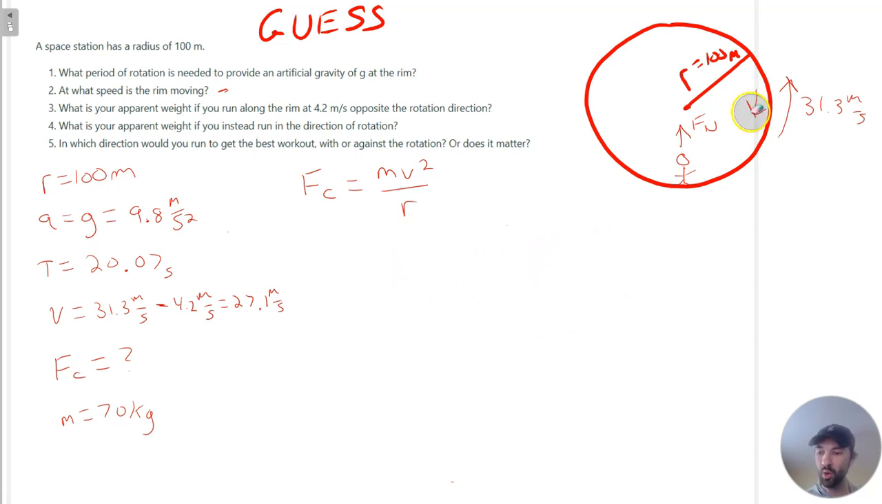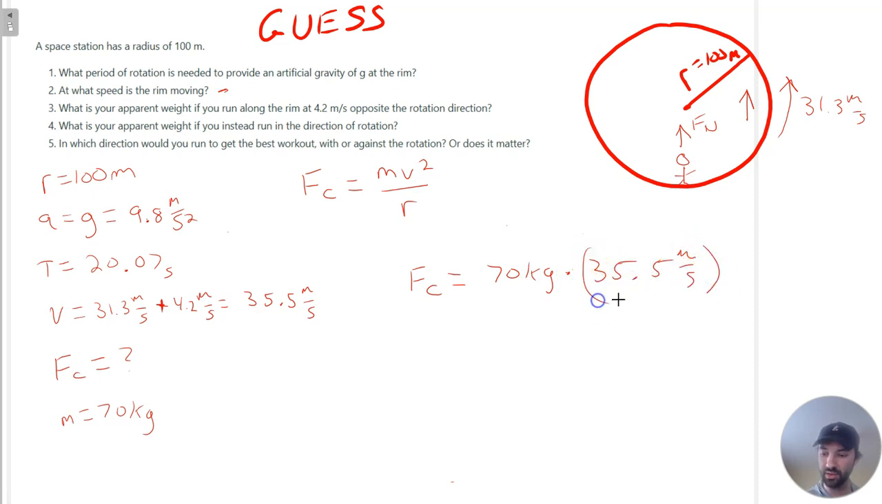Let us look at the next question. The next question says, what about when you run in the same direction? So when you run in the same direction, you're going to go around the circle faster. All you did is you increased your speed, and so instead of subtracting that 4.2, you will add that 4.2, and you are now going 35.5 meters per second. Again, it's a simple plug and chug. F_c is equal to 70 kilograms times 35.5 meters per second. Do not forget the squared. You will be very unhappy. Divided by 100 meters. We plug it in, and we get 882 newtons. Boom. A breeze. Super simple.